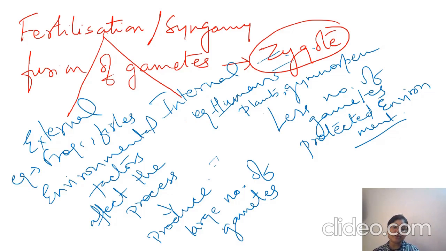So, to ensure that the zygote is formed, they produce a large number of gametes, so that at least some of them fuse and give a zygote. Now, there is another thing, it's not given in your NCERT, but still I'm telling you, it is called neoteny.